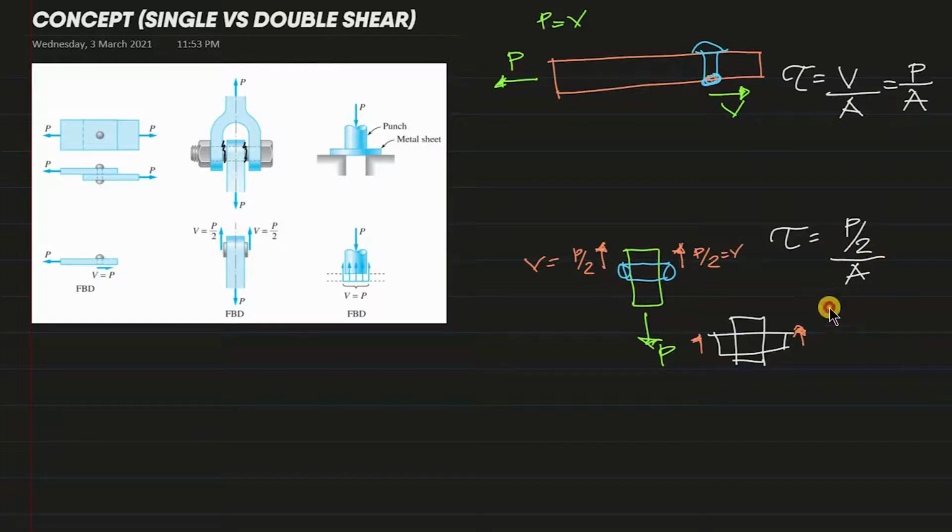Manipulating this equation, magiging P over 2 over A, so magiging P over 2A. Alright? So, we can use this to solve for double shearing. Okay? So, this is for single shearing, double shearing.